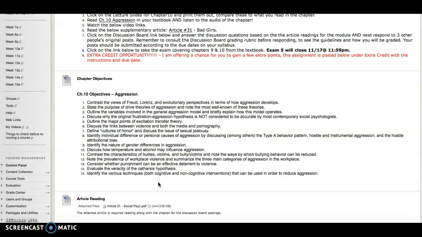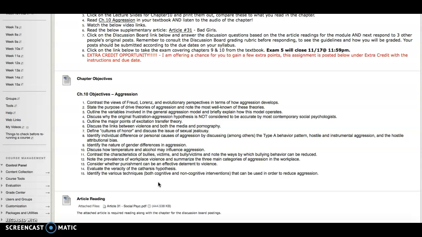We're going to be outlining some of the major points of excitation transfer theory, that when we're excited in one domain, or let's say angry, that it can actually transfer over onto other domains. We'll be looking at the correlations between violence and media, as well as what the culture of honor means today, discussing some of the issues that go along with that, as well as some individual differences in the causes behind aggression.